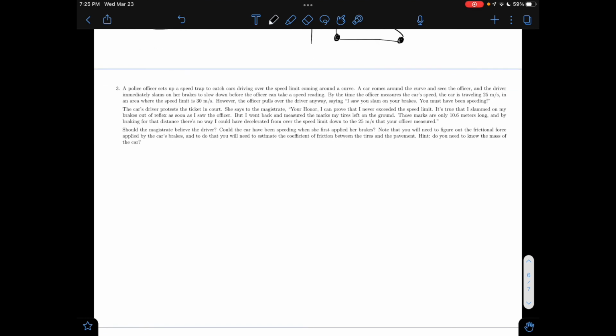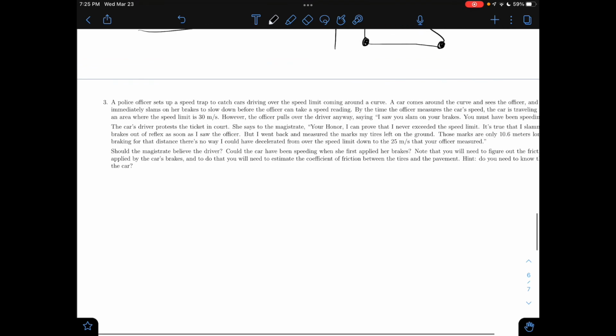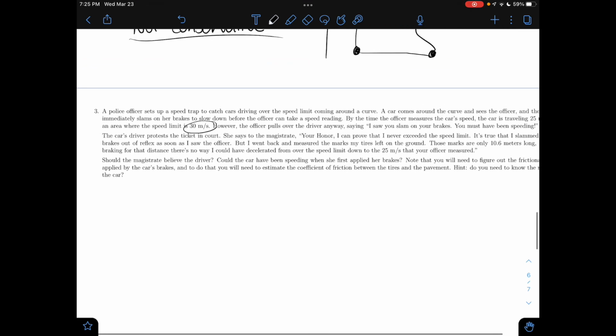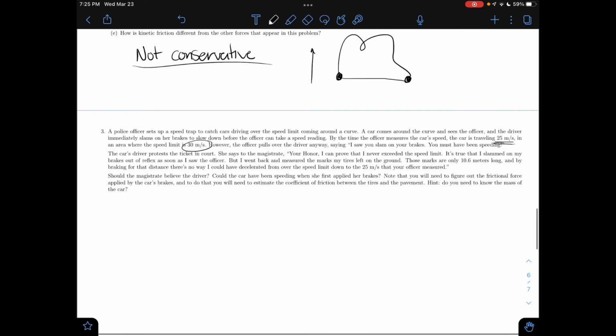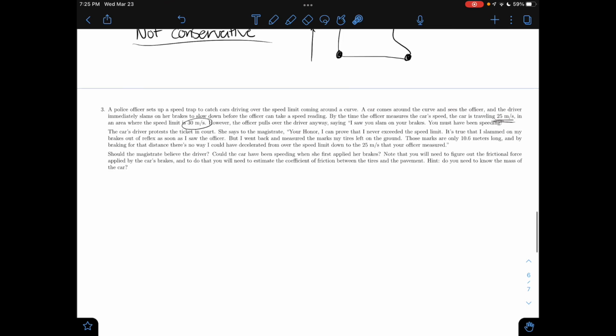And now we're just looking at this last problem. Problem 3, right? We have a police officer with a speed trap. Our speed limit is 30 meters per second. And the driver is measured to be traveling 25 meters per second. Then she slams on the brakes when she sees the police officer, right? And she gets pulled over anyways and gets a ticket, all this jazz. But now she's trying to contest it by saying, I left tire marks on the ground when I slammed on the brakes. So we have to see if it was possible. We have to see how fast she was going before she slams on her brakes. Because if it's less than 30 meters per second, then she wasn't speeding. But if it's greater than 30 meters per second, then she was.